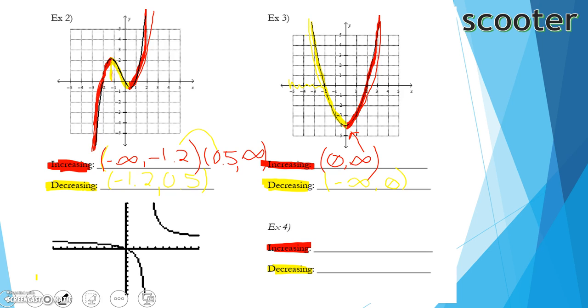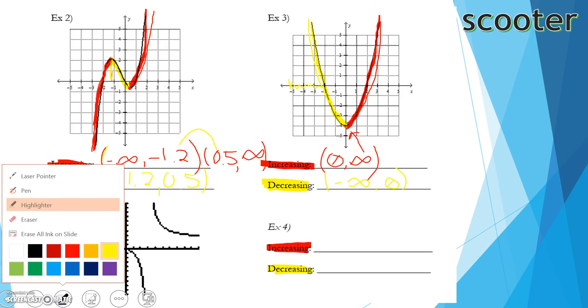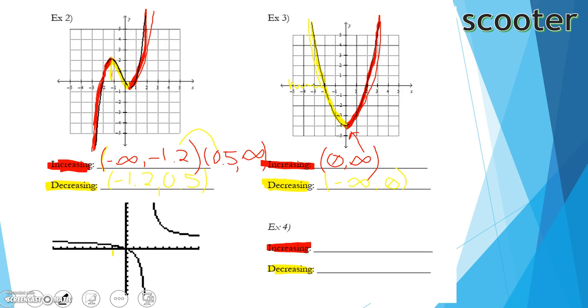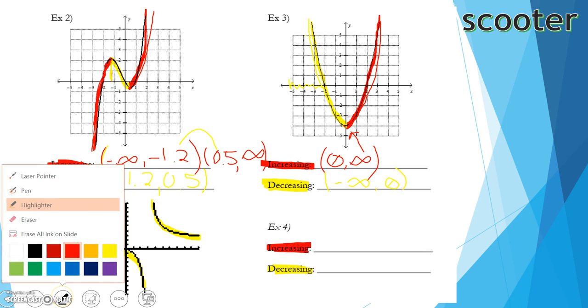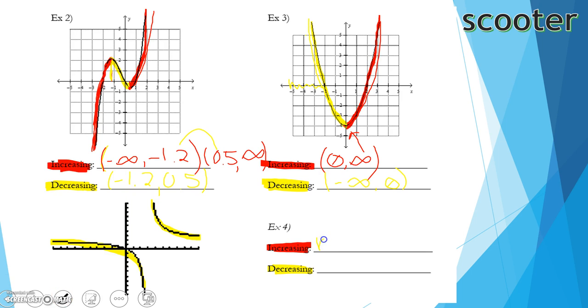And then finally for the rational, this is going down. If I trace it from left to right, that is going down, and so is this curve. So since it's going down in both positions, that means that there would be no increasing. And then for decreasing, you have to take into account that asymptote. And the only one we care about is the asymptote that's going straight up and down.